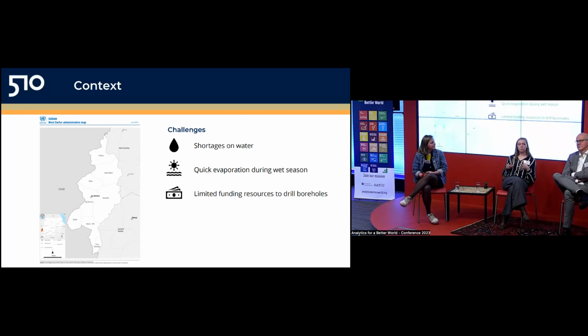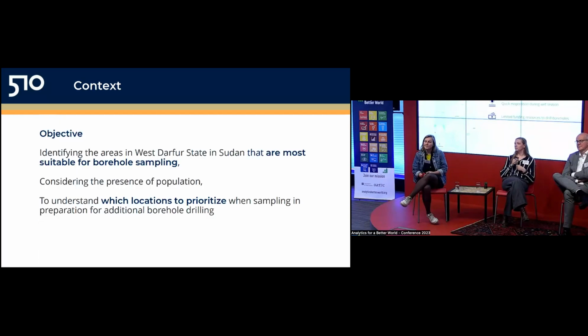So in this project, we did receive a small fund to actually drill additional boreholes, but because of these limited funds, it's very important to find the most optimal locations for these boreholes. So the main objective of using the PISA tool was identifying the areas in West Darfur that are most suitable for borehole sampling, considering the number of people that live there, to understand which locations to prioritize for sampling in preparation for borehole drilling.